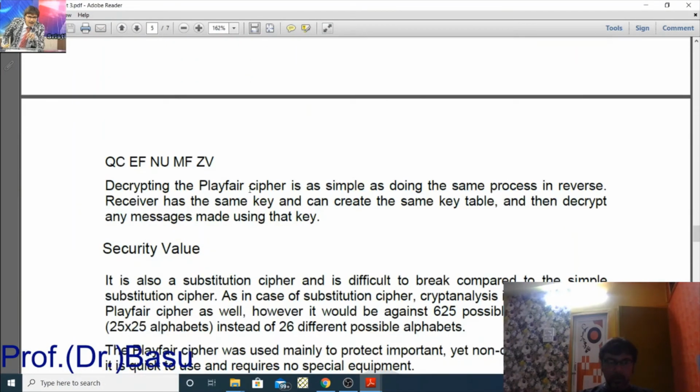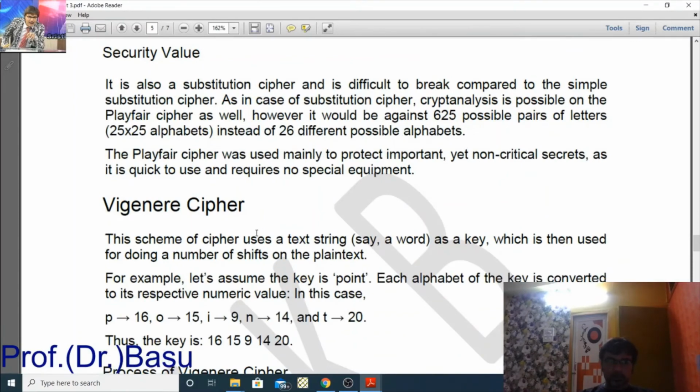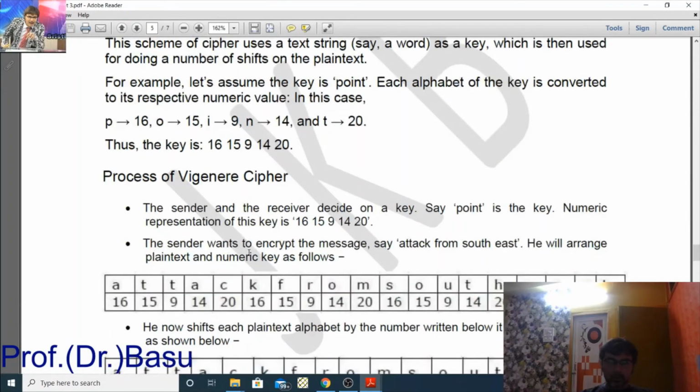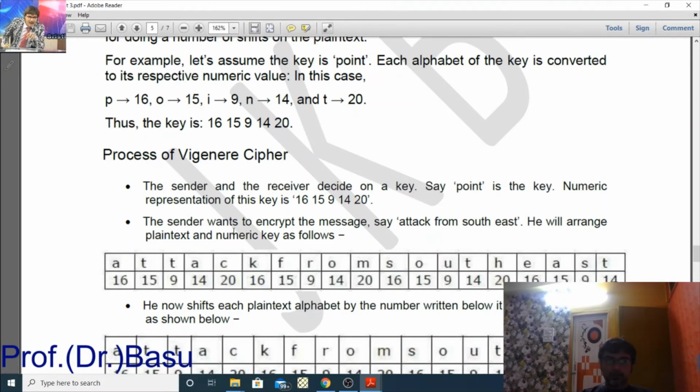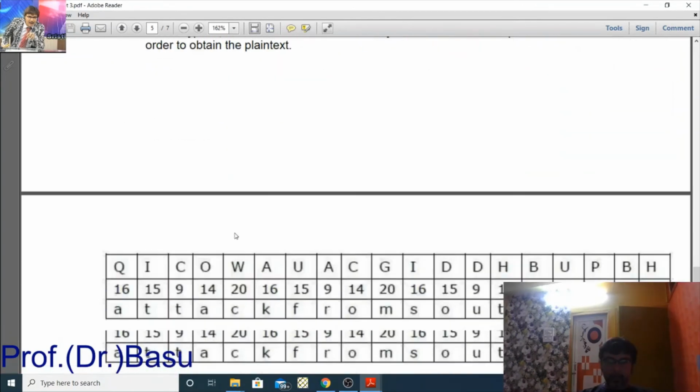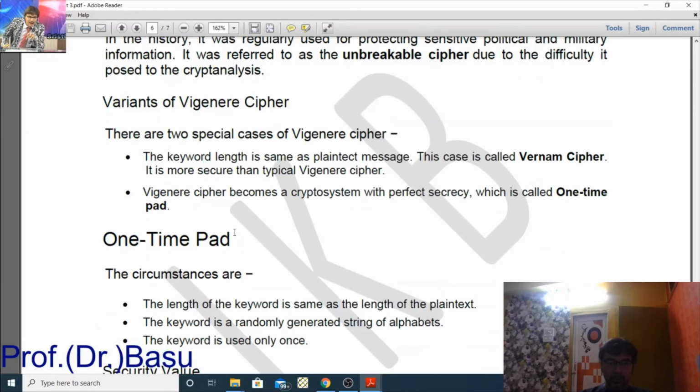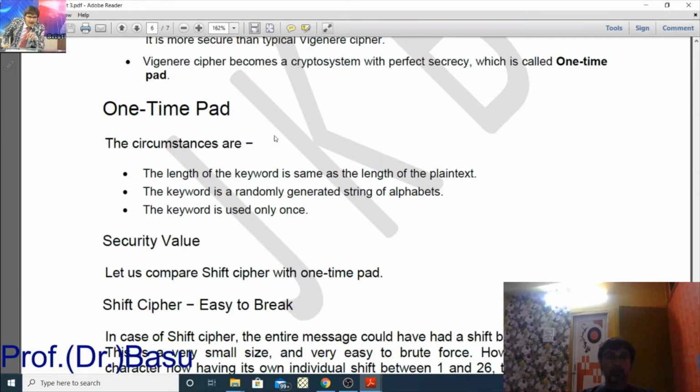Now comes this, which is very easy. You will go through this one: the Vigenere cipher, and the one-time pad. This is one of the most important techniques for your exam, right?